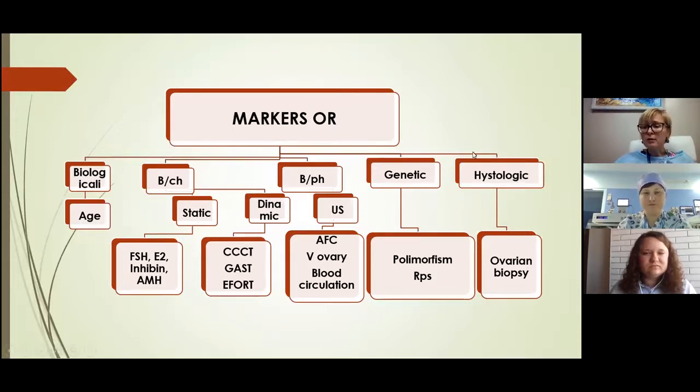Important also are genetic markers. Why? Because in some cases, maybe there is some modification of receptors of the ovary, and in this case the ovary doesn't respond as we expect. For example, if we have a mutation of the FSH receptor or LH receptor, we can see a lot of follicles, but during stimulation they will not grow well. So it is important to know that some kind of genetic marker of ovarian reserve exists.